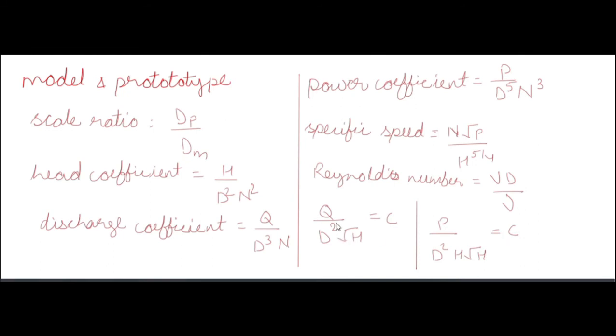Also, Q by D square root H is equal to a constant, and P by D square H root H is equal to a constant. You can use these also. Also in terms of force, we have Fp for prototype and Fm for model: rho p by rho m into the square of Lp by Lm into the square of Vp by Vm. Here Lp by Lm is the scale ratio, Vp by Vm is the velocity ratio, and rho p by rho m is the density ratio. Now we will have unit quantities.